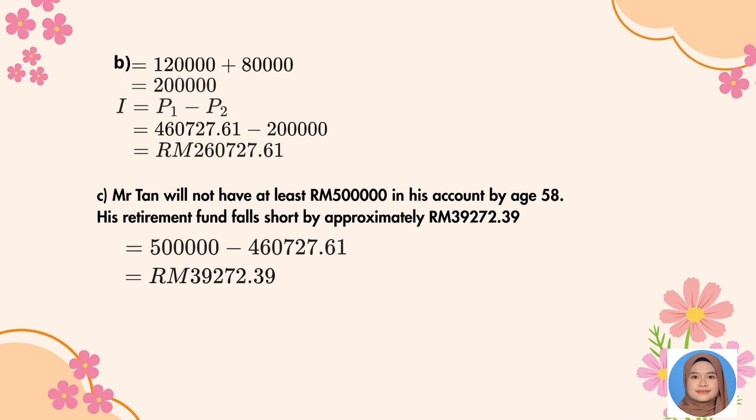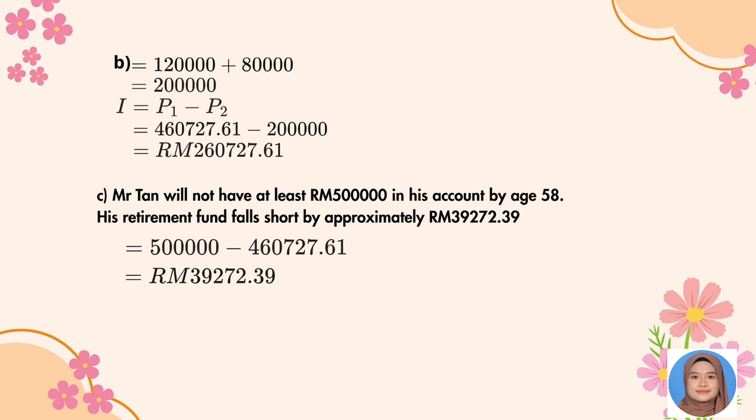Question B. Determine the total interest earned throughout the investment periods. The first investment, 120,000 ringgit plus 80,000 ringgit, so the total amount is 200,000 ringgit. So we will use the formula I equals S minus P. 460,727 ringgit and 61 cents minus 200,000 ringgit. So the total interest earned is 260,727 ringgit and 61 cents.